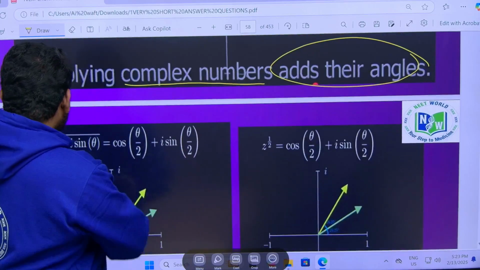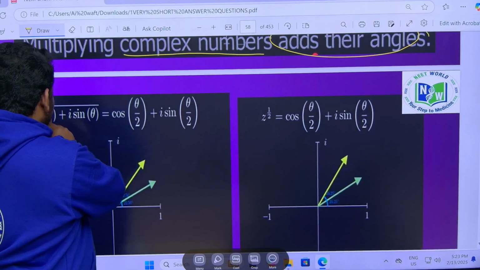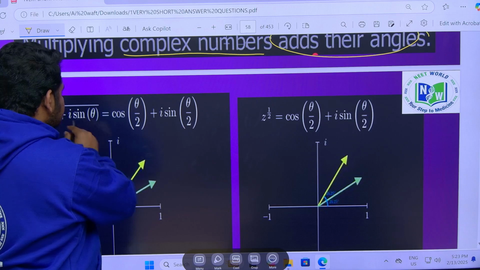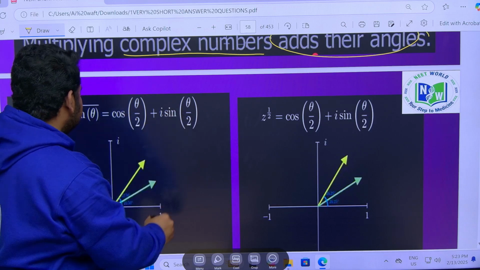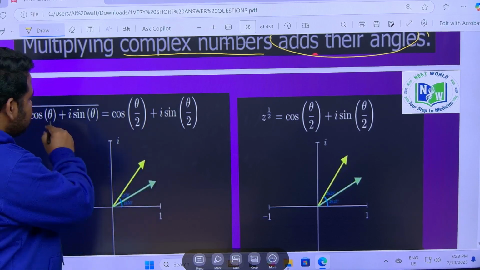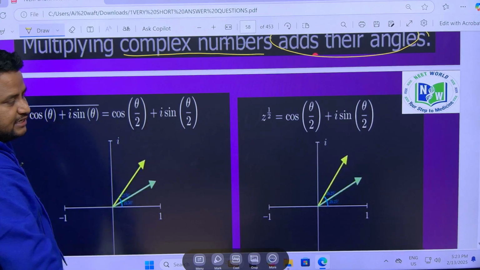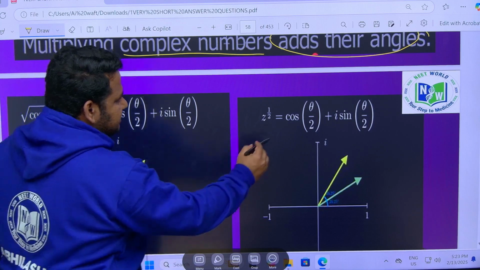So if you take the square root on both sides, the square root of cos theta plus i sin theta will give you cos theta by 2 plus i sin theta by 2. So if the angle is theta, you will get theta by 2. If it is 2 theta, you will get theta. If it is 4 theta, you will get 2 theta, something like that. So this is the general form.